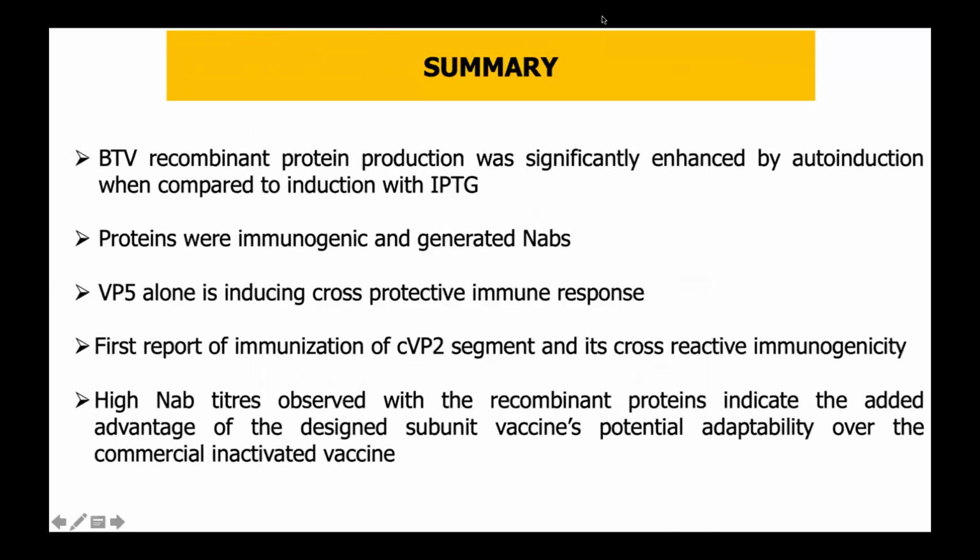So to summarize our findings so far, we have generated these recombinant proteins. Again, this was not easy. We had to try different conditions, and we generated the proteins, and then we checked that they are immunogenic enough and generated neutralizing antibodies. This was the first report of the conserved part of the VP2 segment and its immunogenicity in sheep, and high neutralizing antibody titers were observed.